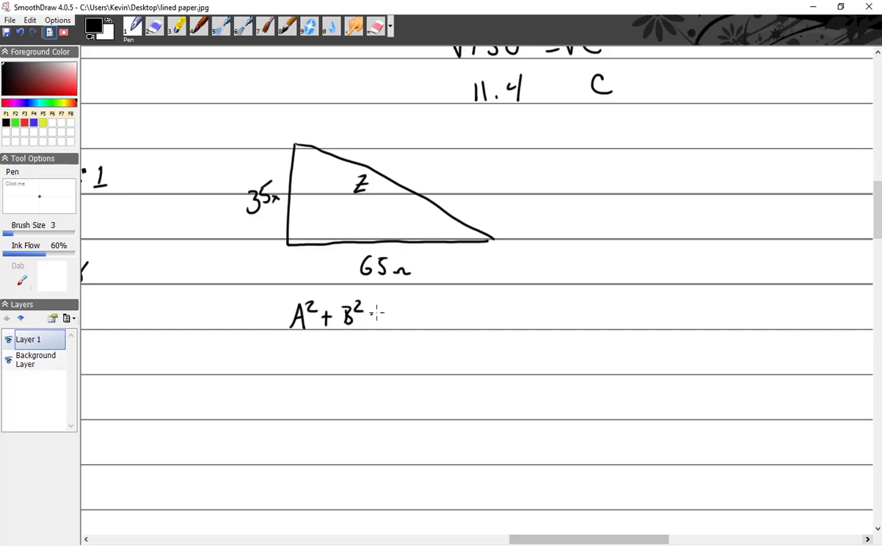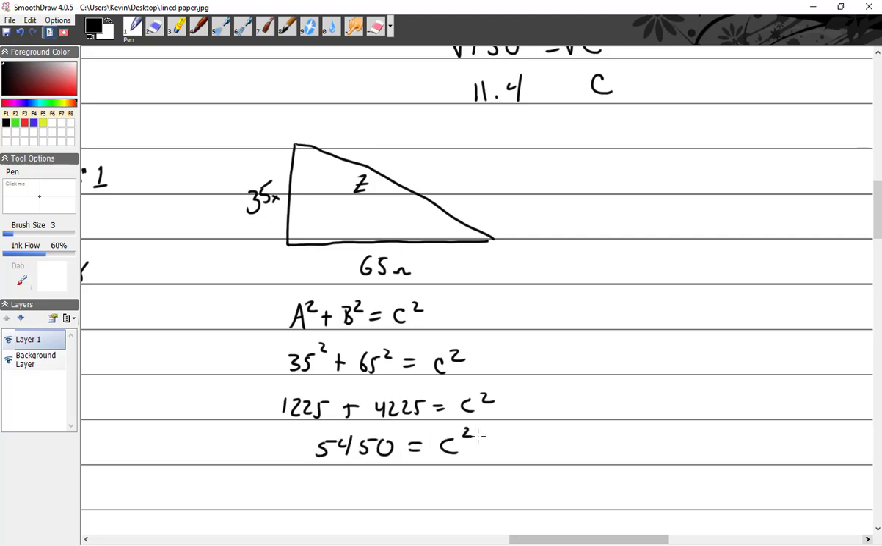A squared plus B squared equals C squared. All right, so we'll let A be 35. 35 squared plus 65 squared equals C squared. So we should be able to figure that out real quick. 35 squared is 1225 plus 65 squared is 4225 equals C squared. So 4225 plus 1225 equals, you guys playing along out there? 5450 equals C squared. Now what do I do? Square root of both. So the square root of 5450, what would you come up with? 73.82. So the length of this is then 73.82. But now I want to figure this angle out.